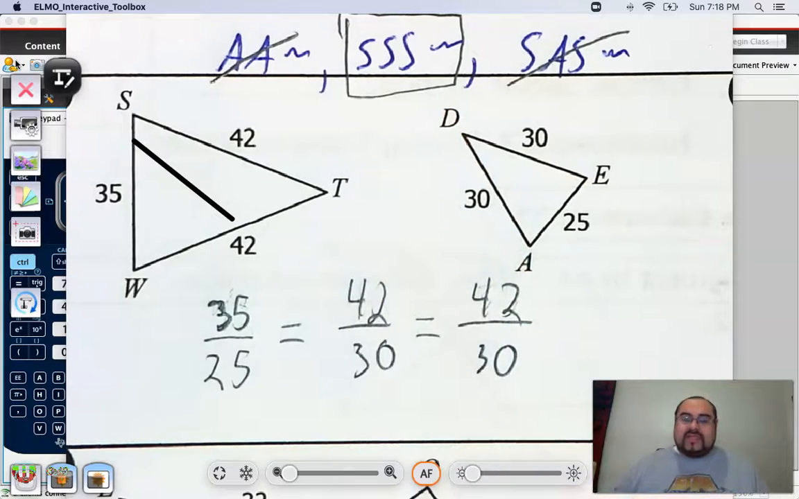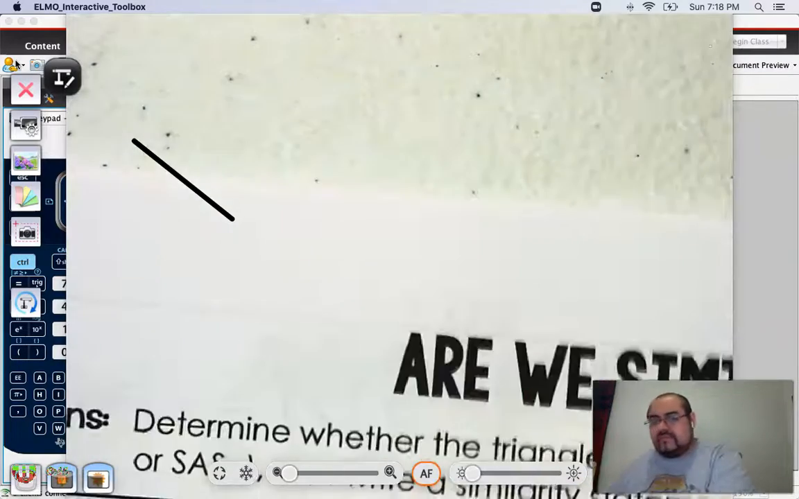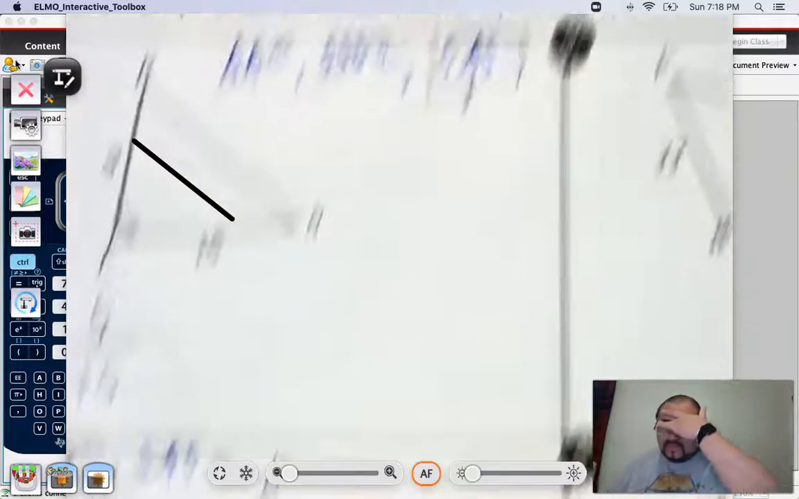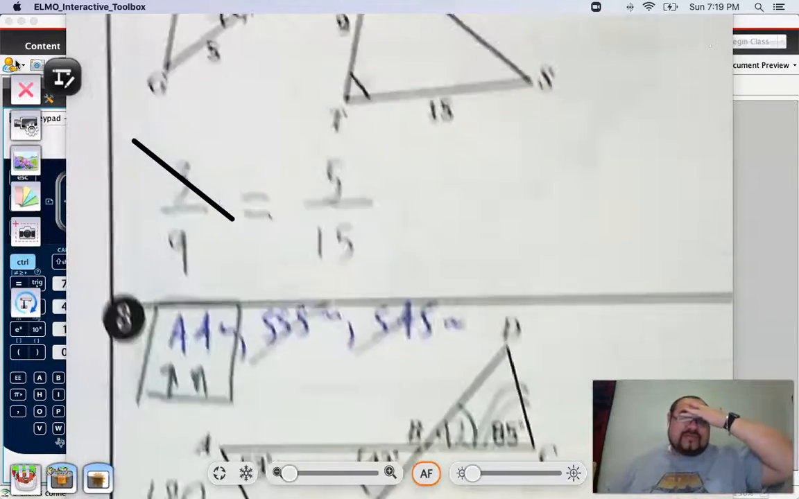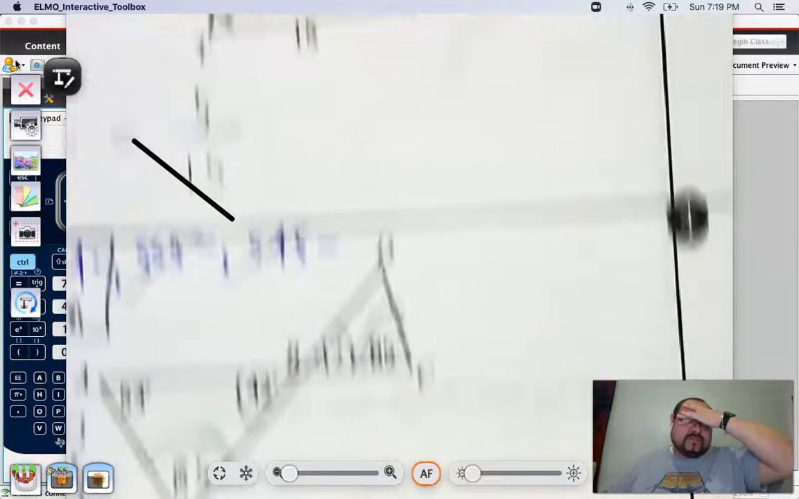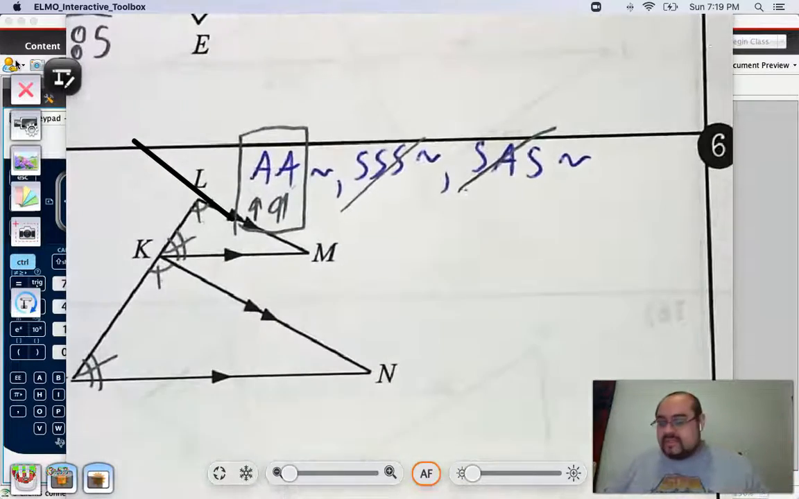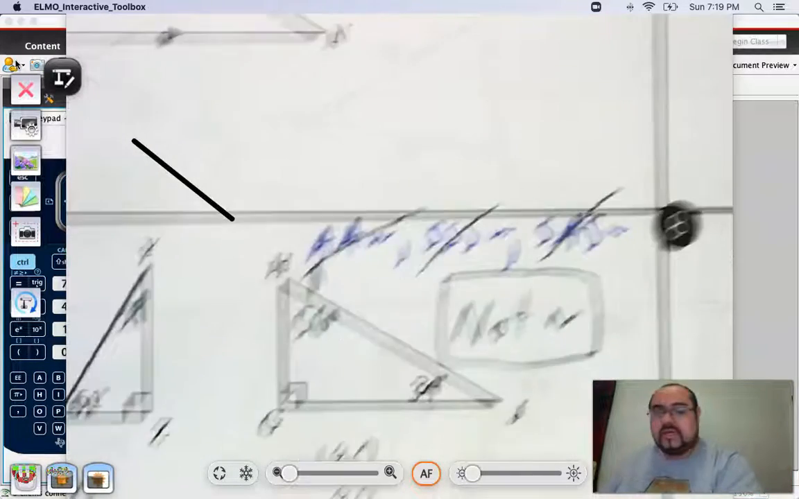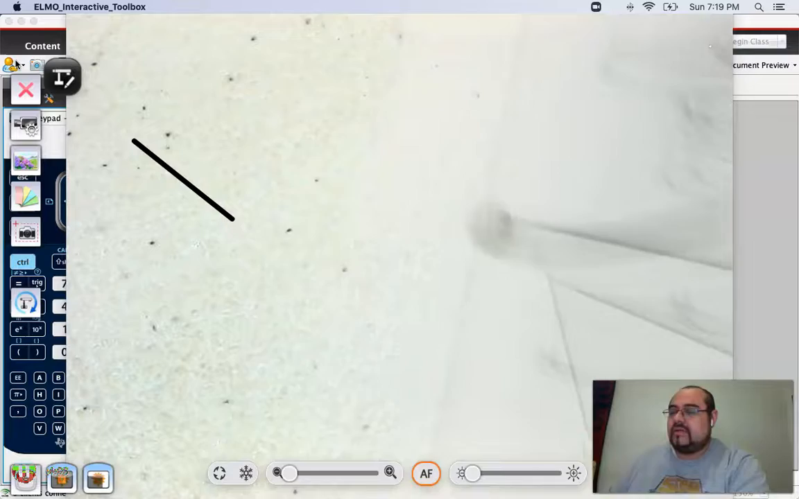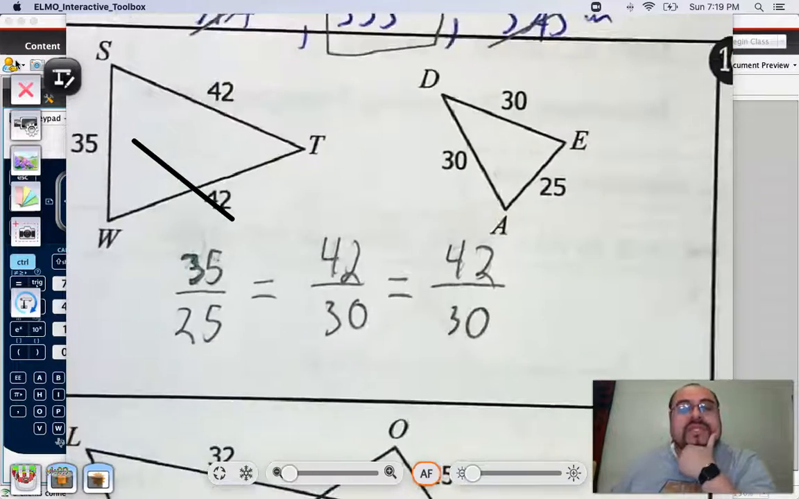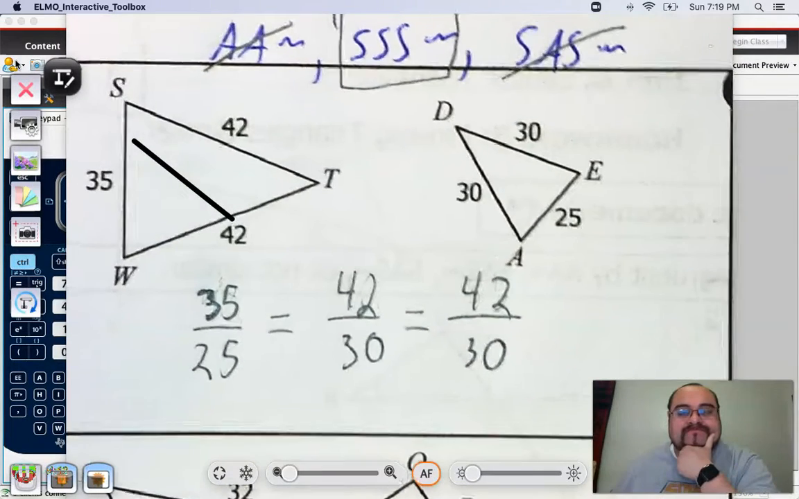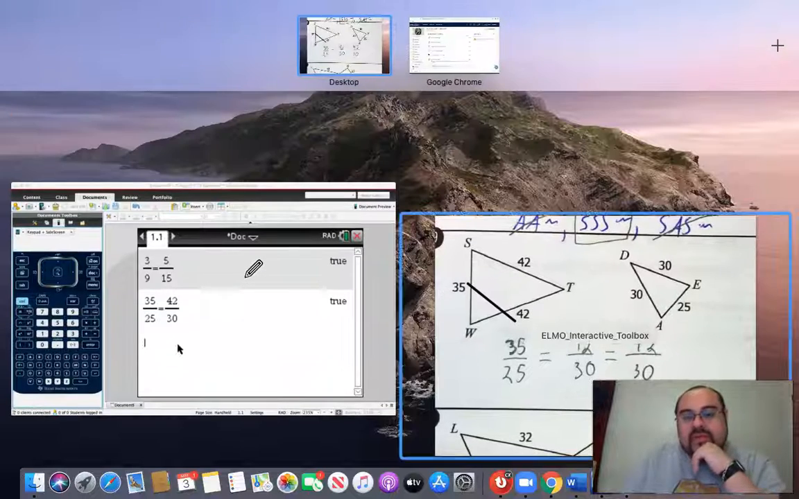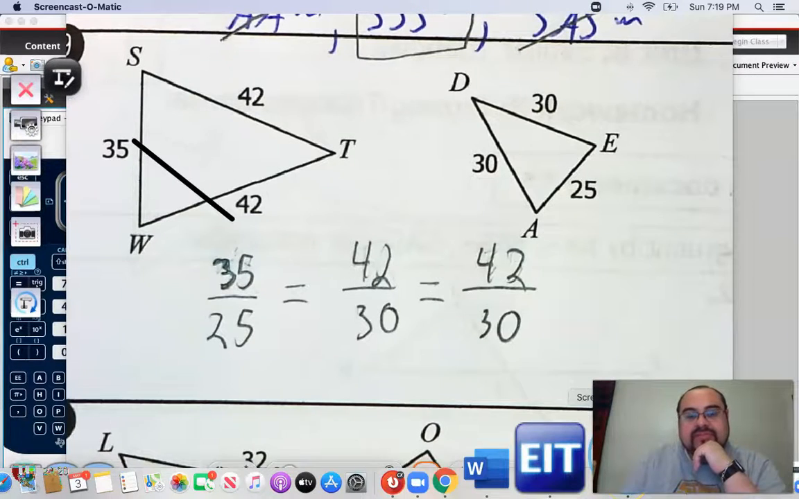All right, so you saw an example with SAS, right? You saw an example with AA. In fact, there were two of them. There's A, there's A. You saw an example where they don't have similarity. And then you saw an example with SSS similarity. That's basically how your assignment's going to be.